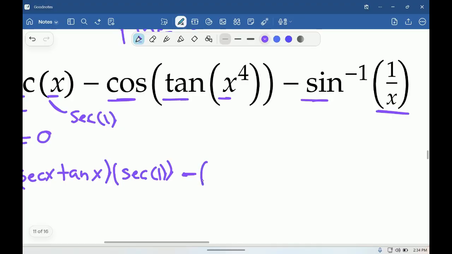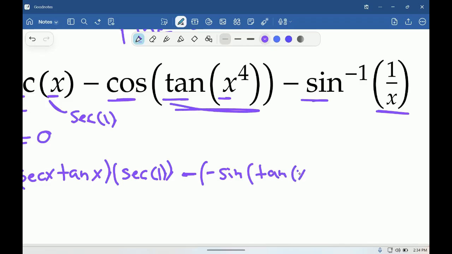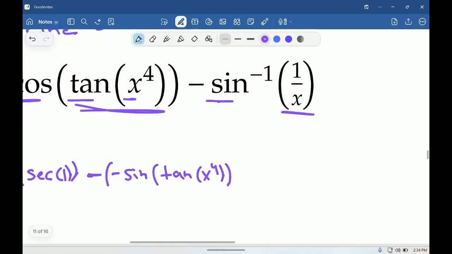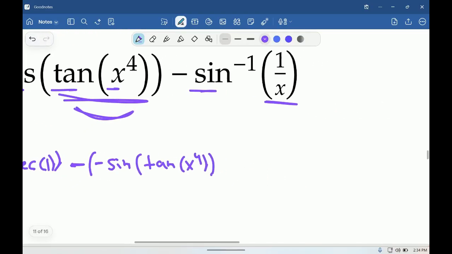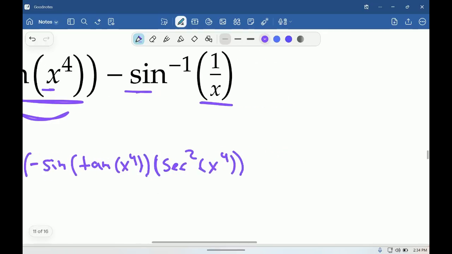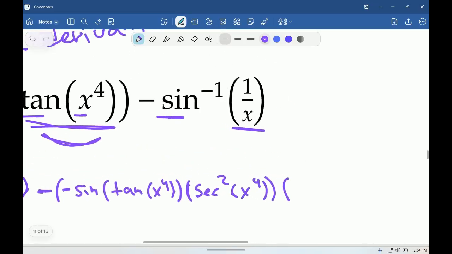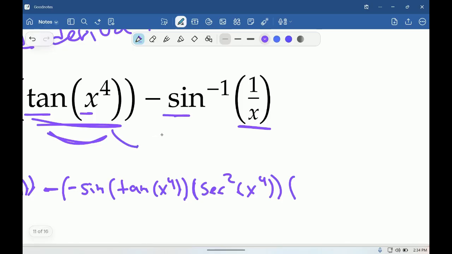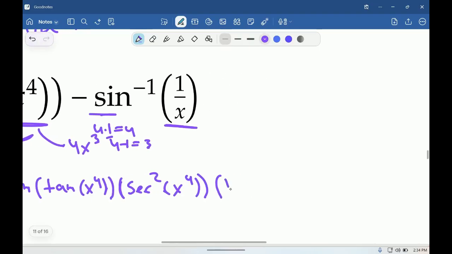Cosine, we know the derivative for cosine is going to be negative sine, and then we just gotta keep those terms with it. And now we do the term for tan, and we know that the derivative is going to be secant squared. We got to keep the x to the 4th. And then we need to find the derivative for x to the 4th, which we know 4 times 1 is 4, so we move the 4 in front of the x. And then 4 minus 1, which equals 3, so it'd be 4x cubed.